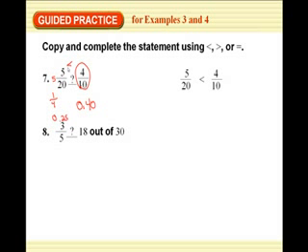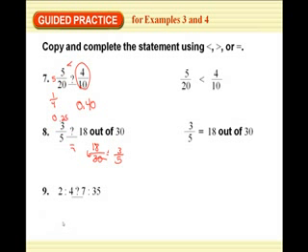3/5 blank 18 out of 30. And they're saying want to know less than, greater than. So 18 out of 30, I can see that 6 can go into both of those. 6 goes into 18 3 times. 6 goes into 30 5 times. Guess what? Those are equal. Sure enough. Cool.